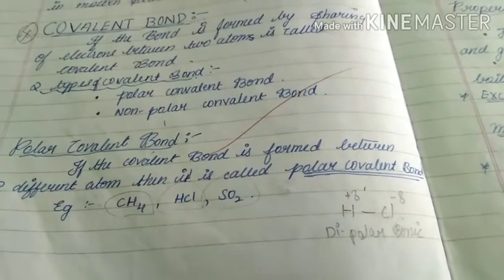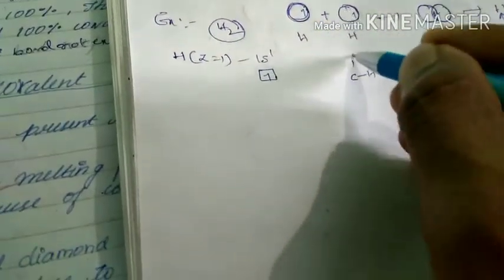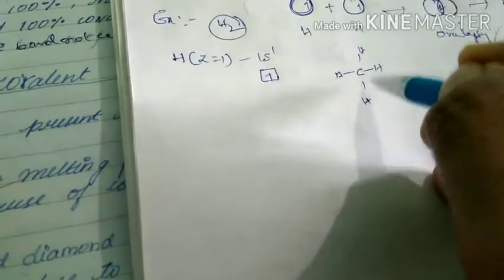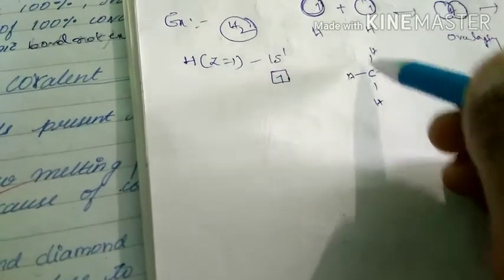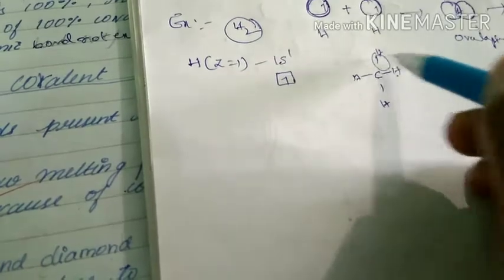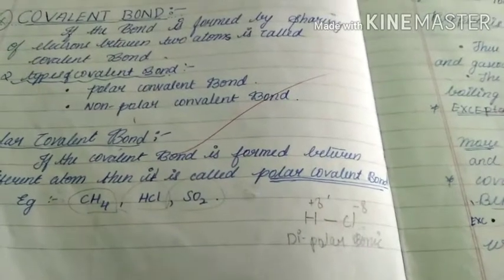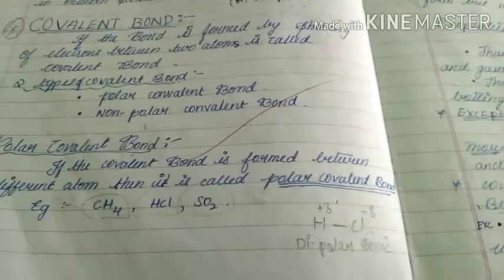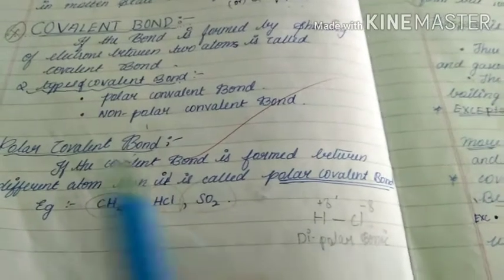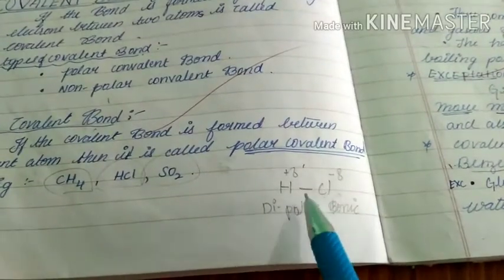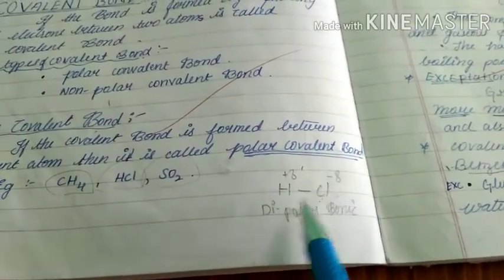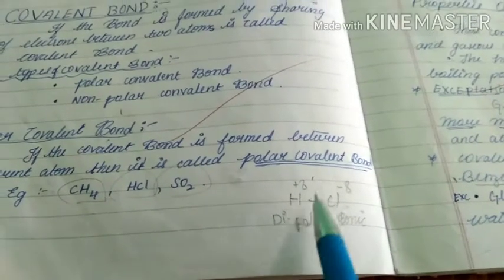CH4. In that CH4, its structure is like this: C with H, H, H, H. So these bonds are called what? Covalent bonds. Here, these bonds are formed between two different atoms, not the same atoms. That is why this is called polar. Polar means the covalent bond should be formed between two different atoms. Then why is it called polar? Because, for example, take HCl. In that HCl also a covalent bond is present. Here that bond is present between two different atoms. Then why is it called polar?